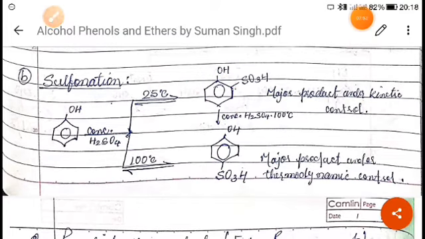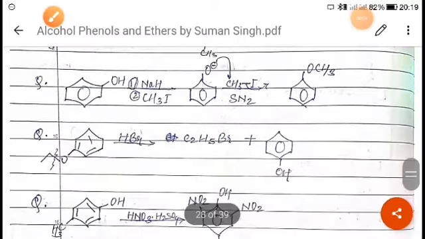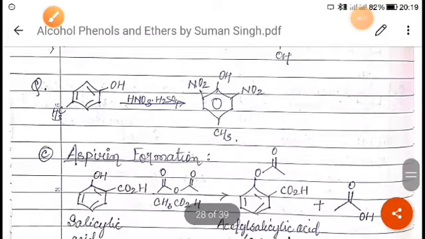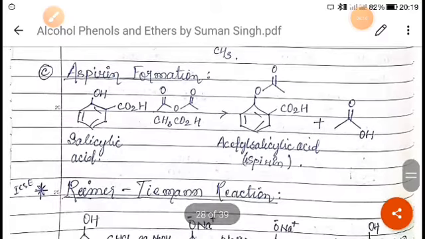Now next, here are some questions where you have to predict the product. As you can see, we have done some of the questions, so you can practice this one at home, right? Now next we will see aspirin formation.